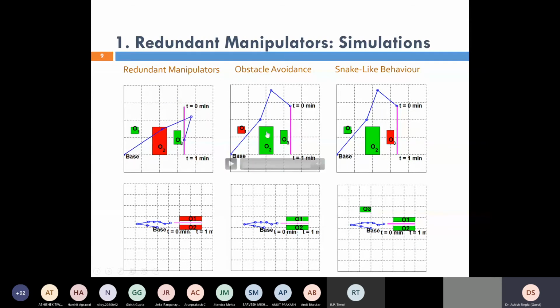Now the central bigger one is green, which means the same robot will take an alternate path. So next, everything will remain the same, robot is same, parameters same, task is same, but now it will take a different path. So that's the power of redundancy resolution.